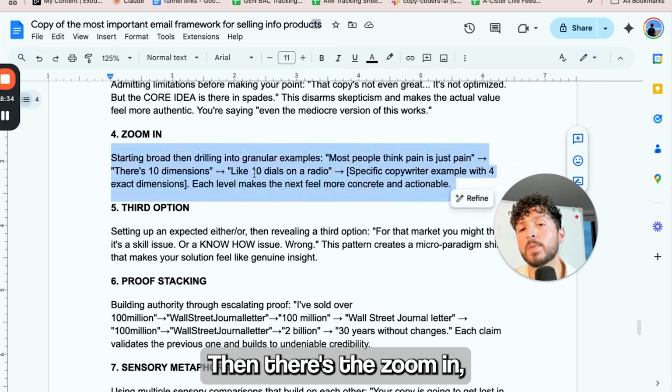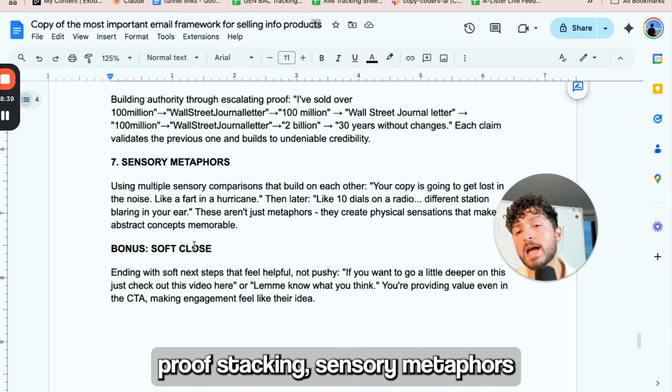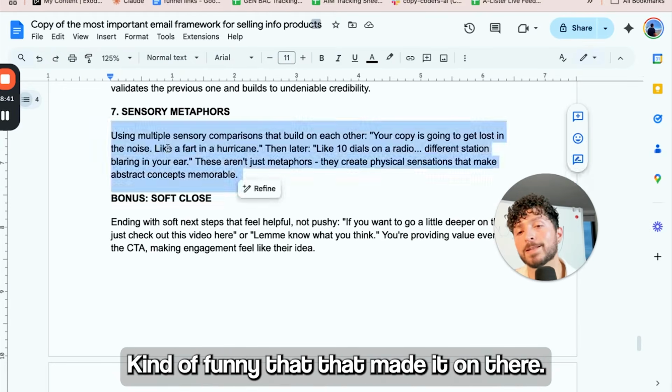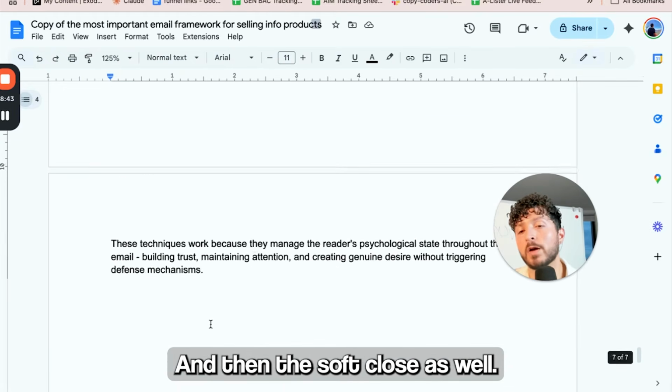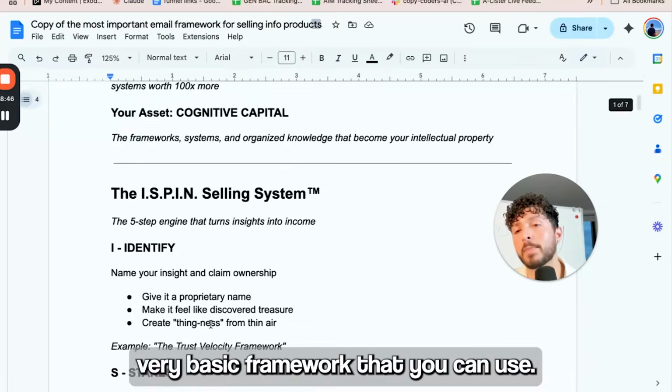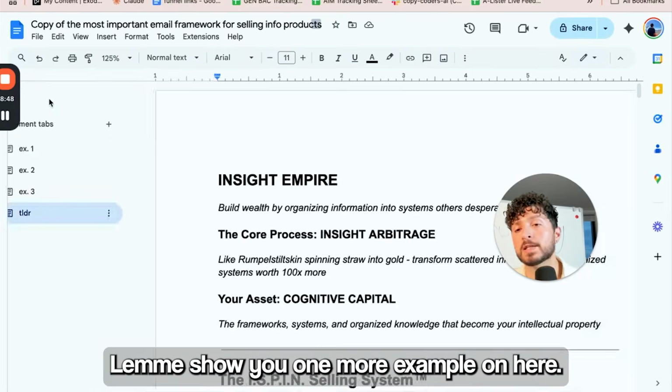Okay. Then there's the zoom in. The third option, proof stacking, sensory metaphors like fart and hurricanes. Kind of funny that made it on there. And then the soft close as well. Okay, this is a very, very basic framework that you can use. Let me show you one more example on here.